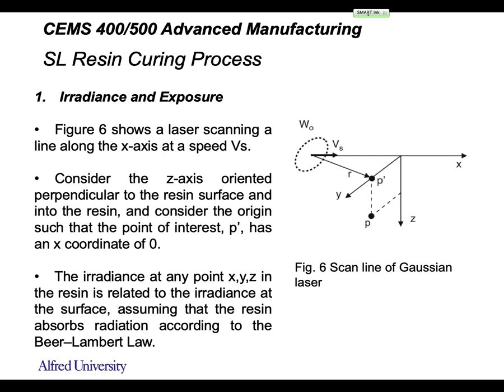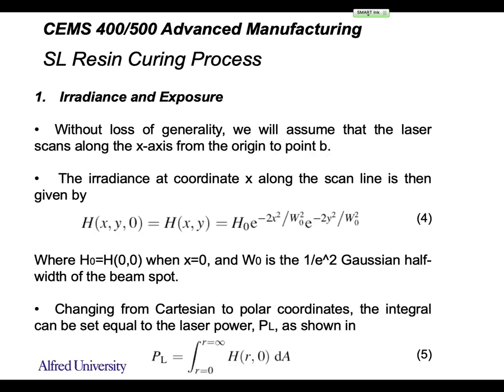You want to find out the intensity at an arbitrary location on the xy coordinate system, here or here. Let's try to find out the intensity at that location. It's based on the Beer-Lambert law for radiation absorption. Based on that law, we have the intensity at xy. Let's assume this H0 is the intensity or the power in the middle, so that's the highest intensity.